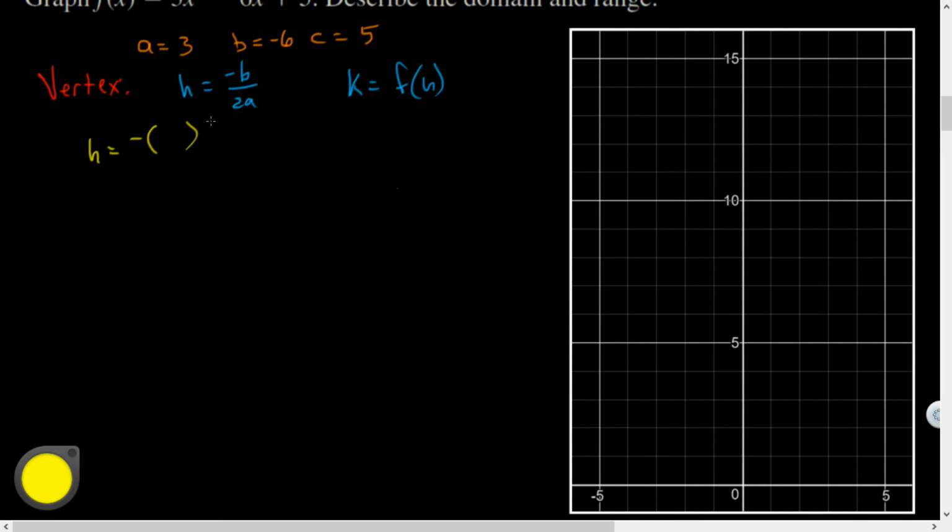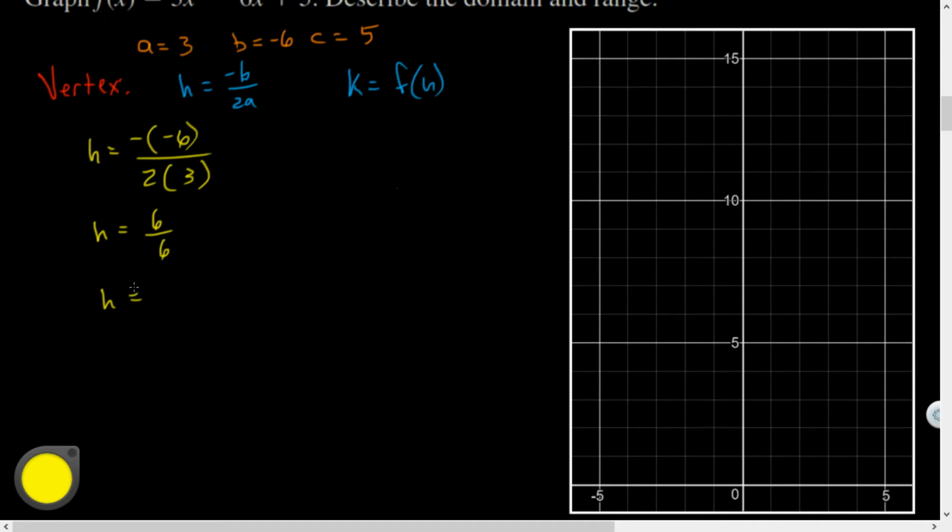No, the -6 here. So the opposite of -6 over 2 times, and what was a? 3. All right, and now notice I plugged this in parentheses just to be careful with this double negative here. Brandon, what is the opposite of -6? Yeah, +6. And 2 times 3 is Austin? Yeah, Austin. 2 times 3? Yeah, 6, and 6 divided by 6.